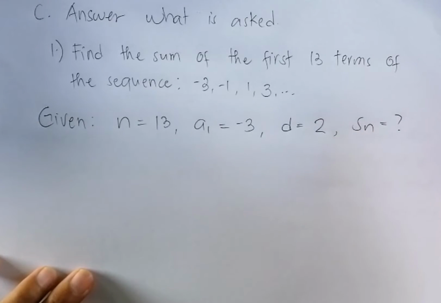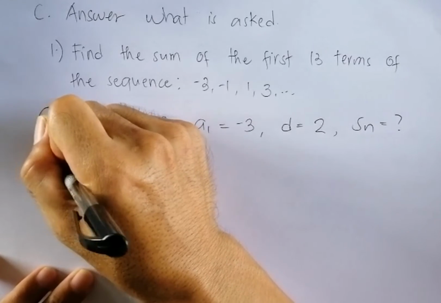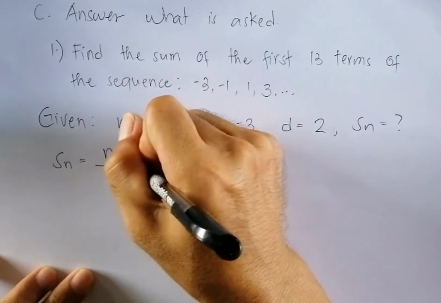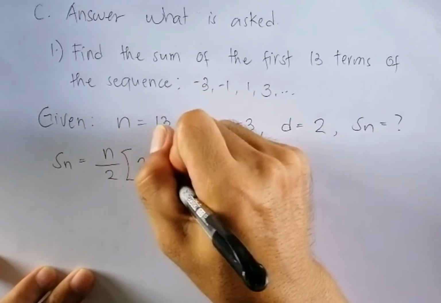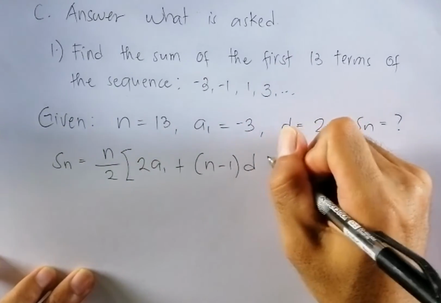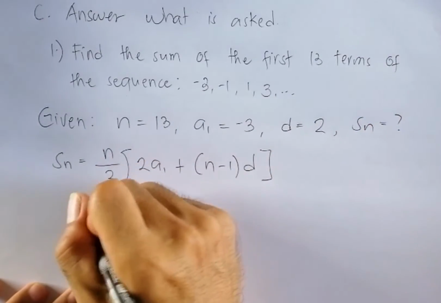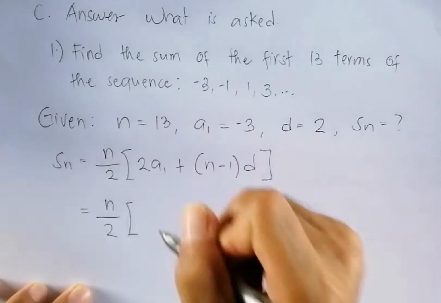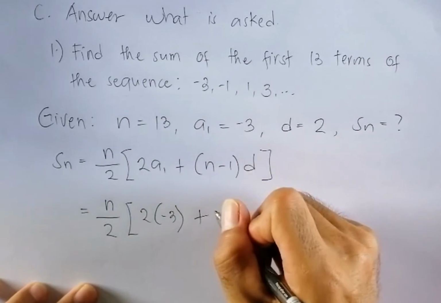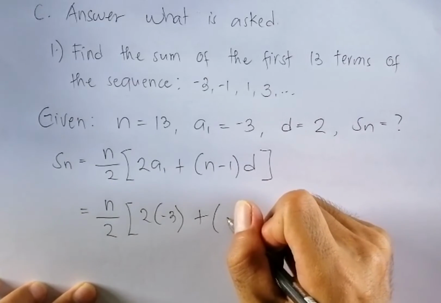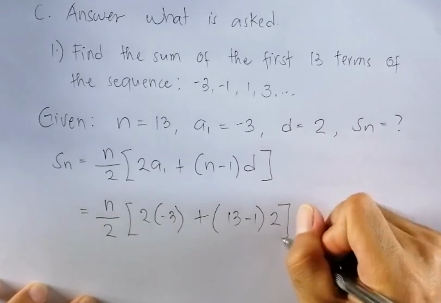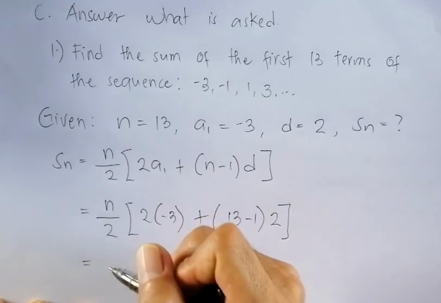Since the last term is not given, we use the formula S sub n is equal to n over 2 times the quantity 2 a sub 1 plus the quantity n minus 1 times the common difference. That is equal to n over 2 times 2 times -3, and n is 13, the common difference is 2.